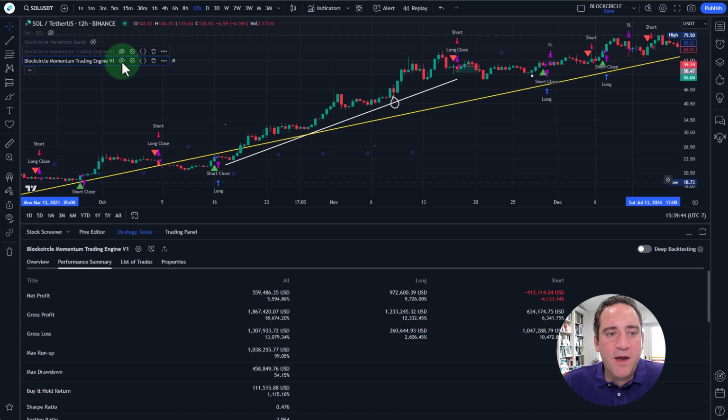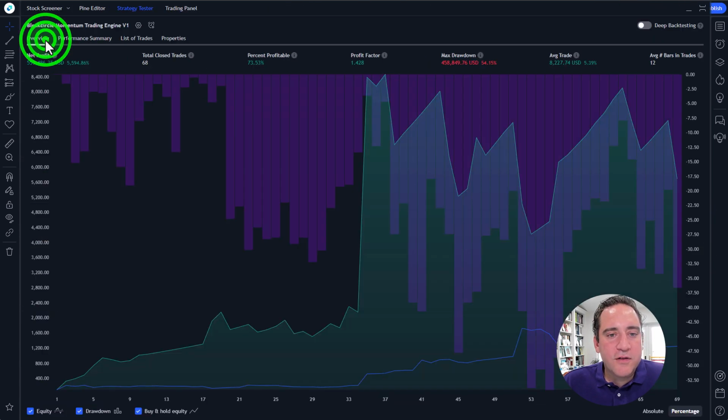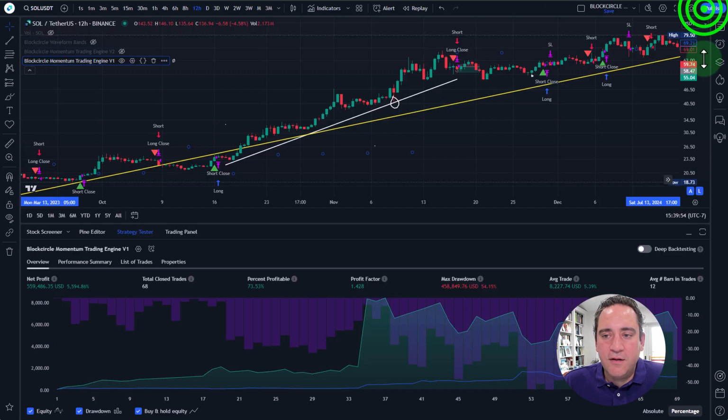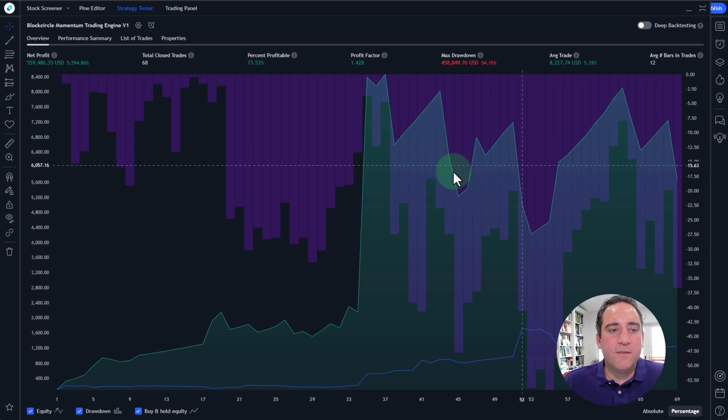From now on, I think what we can do is focus on the actual strategy tester. Let's take a look at this strategy. If I click this button here, this allows me to maximize it. If I go down and click strategy tester, then I can click this maximize button, and this allows me to see the entire performance of this strategy.